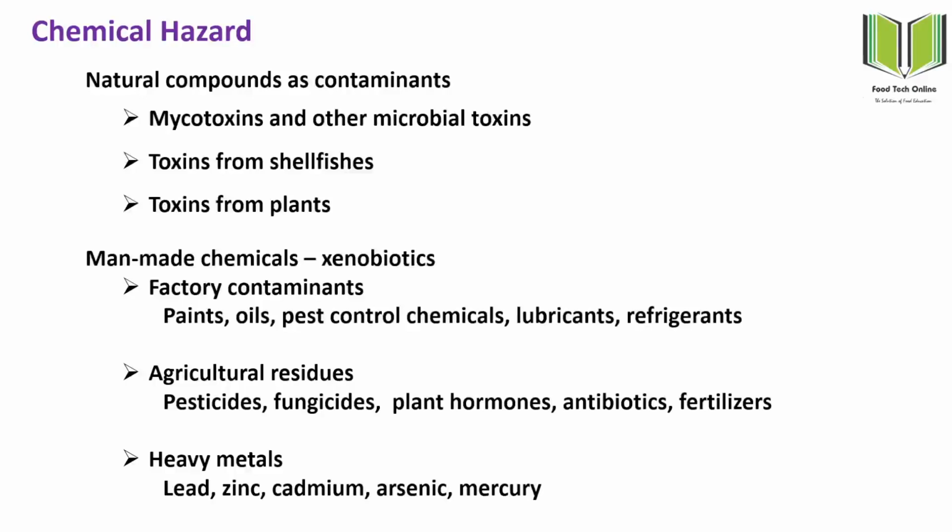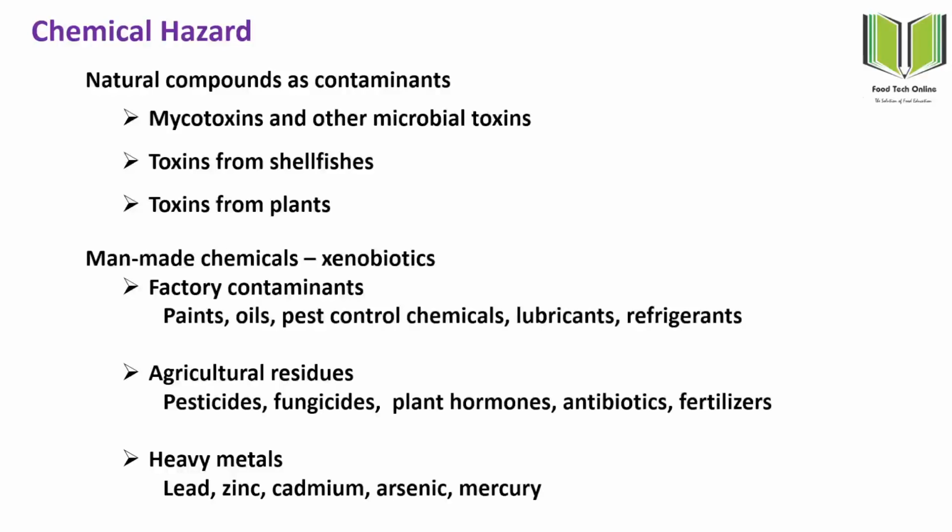Natural compounds, as I mentioned, include mycotoxins, toxins from shellfishes, and toxins from plants. These are the common toxins which are released by the food itself. These are examples of natural compounds. If we take the example of shellfish, in shellfish poisoning syndromes people get paralytic, there is diarrhea or neurotoxic effects. So this is one of the reasons why shellfishes should be consumed very cautiously.